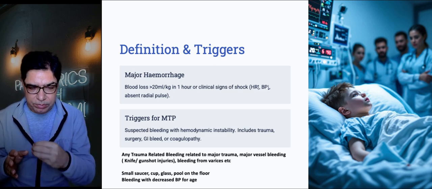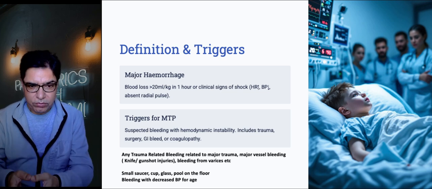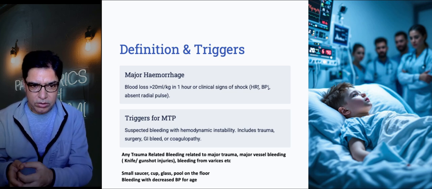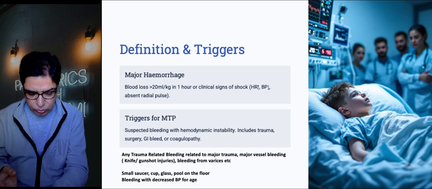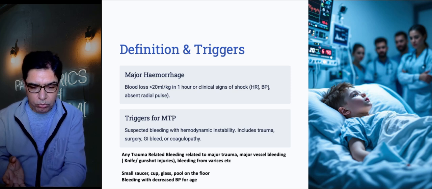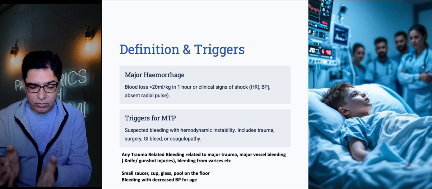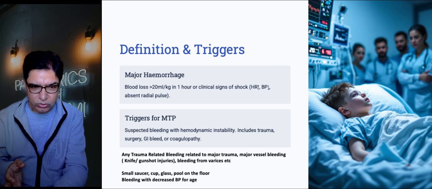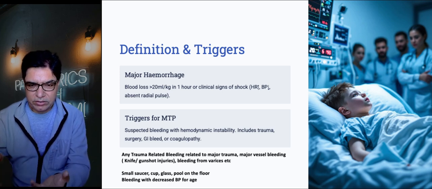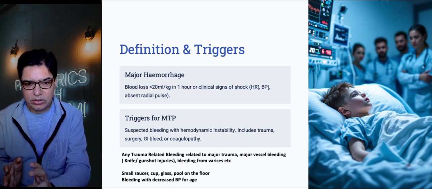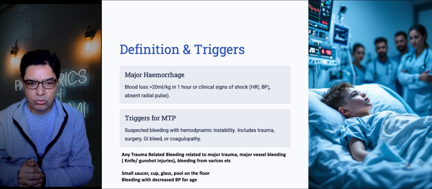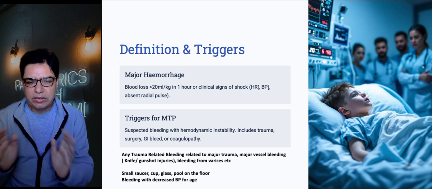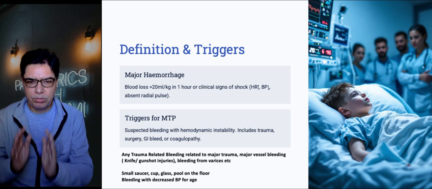If somebody is bleeding, where the blood goes on the floor, on the bed, and you look at the floor and it's a small pool on the floor for a child. I'm talking about children, I'm not talking about adults. A small pool on the floor equivalent to the size of a saucer for an infant, or about the size of a glass for school children. That simply means major blood loss.